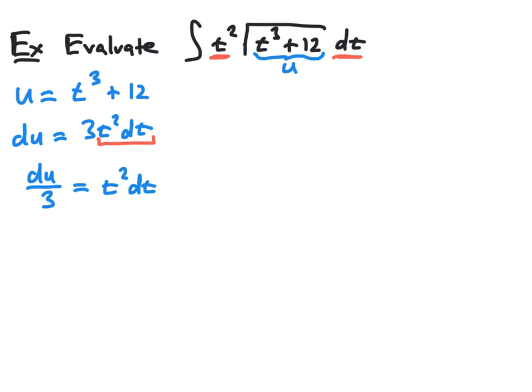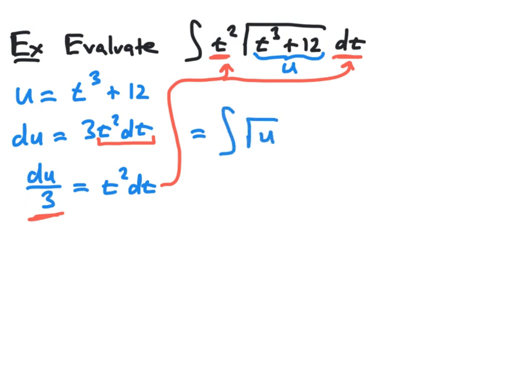And now t squared dt is exactly what we have to substitute in. And so instead of substituting in just du for that leftover expression outside the square root, we're going to substitute in du over 3. And so here, when we do that, we're going to be getting the integral of the square root of u times du over 3. And now we want to compute this integral.